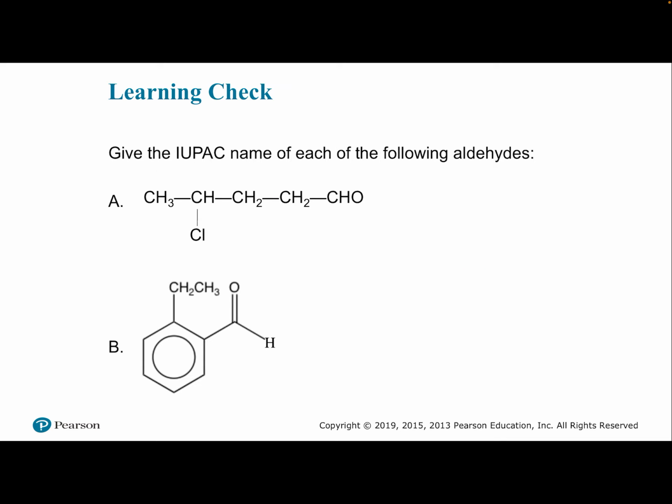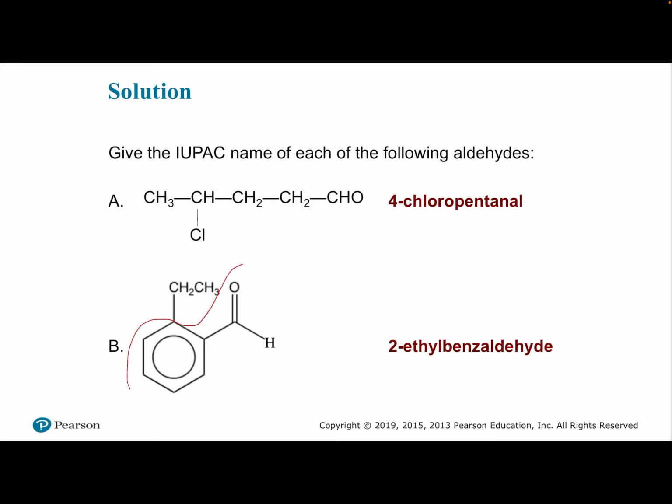All right, another learning check. Name these. Both of them are aldehydes, so go ahead and give both of these a shot. Hopefully you came up with 4-chloropentanal for that first one, and 2-ethylbenzaldehyde for the second one. This is benzaldehyde. That's the number 1, so this will be the number 2, and it's ethyl.